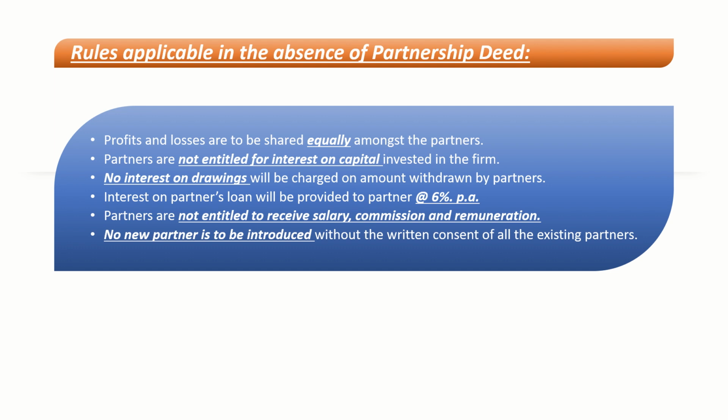Don't confuse this with interest on loan which the firm has given to the partner. If a loan has been given by the firm to the partner, and there is no agreement, in that case, the partner doesn't have to pay any interest on that loan to the firm, right? Don't confuse between these two. This talks about where the firm has taken a loan from the partner, then the firm has to give interest at the rate of 6% per annum.